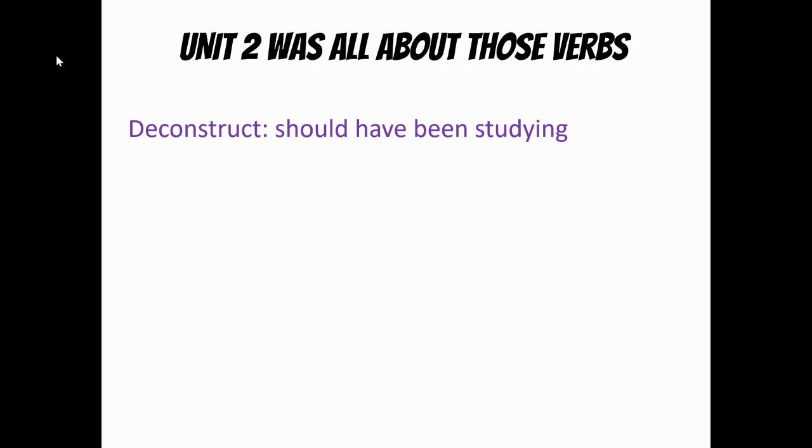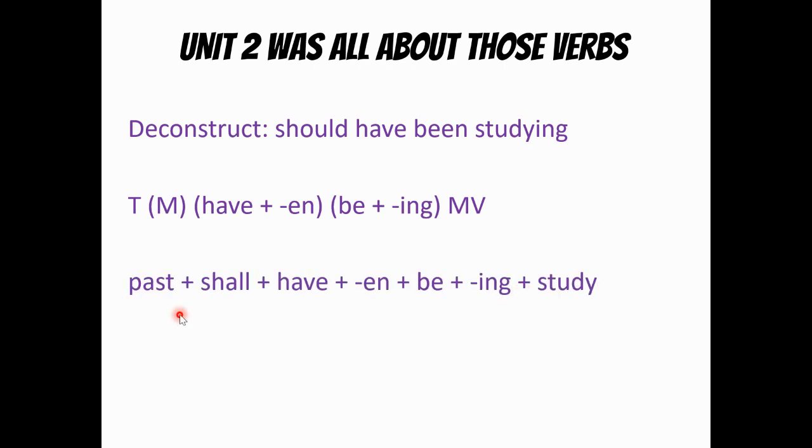So if I was going to deconstruct the verb should have been studying, and I'll see if I can bring up my little laser pointer here. I'm not going to write it out for you, but I'm going to show you the answer. I'm going to use this verb expansion rule to break down this verb, and that would give me the past of shall is should, have an en, be plus ing plus study should give me should have been studying.